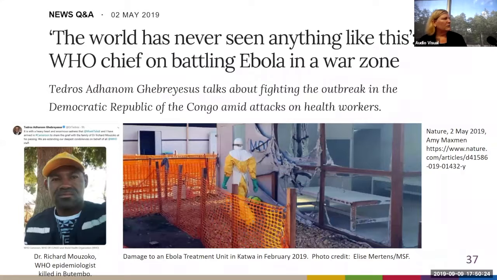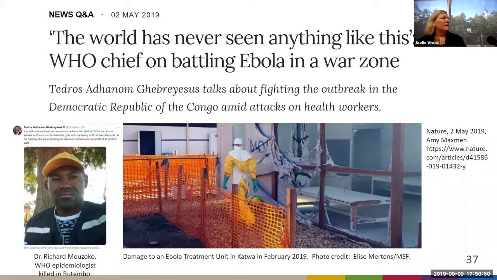The gentleman in the bottom left corner, he worked with the World Health Organization, he's from Cameroon. People came into the health facility where he was sitting and shot him and killed him. So as teams go in, as we surge our people in an insecure environment, there's a lot of risk. But at the same time, we know that this has to happen and the world has to address the outbreak and stop the further spread.